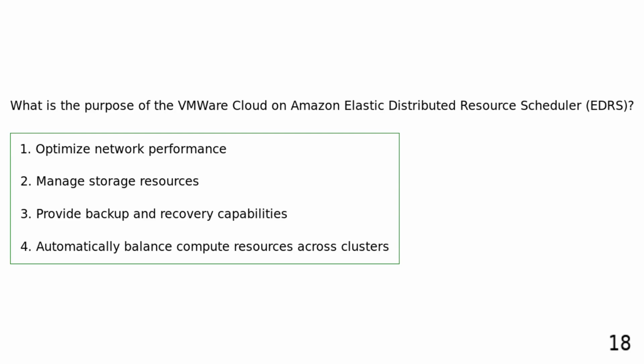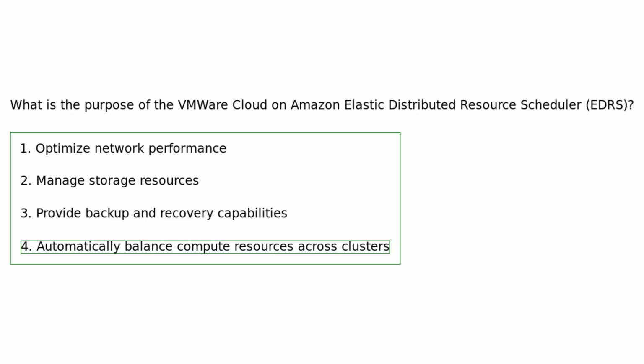What is the purpose of the VMware Cloud on Amazon Elastic Distributed Resource Scheduler? Optimize network performance. Manage storage resources. Provide backup and recovery capabilities. Automatically balance compute resources across clusters. VMware Cloud on AWS Elastic Distributed Resource Scheduler automatically balances compute resources across clusters within the VMware Cloud on AWS environment, ensuring optimal utilization and performance.